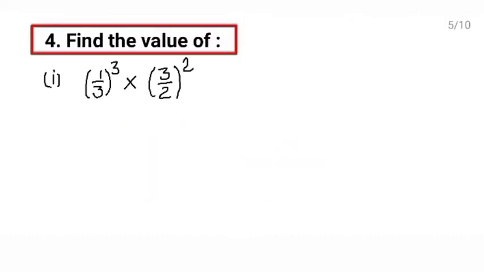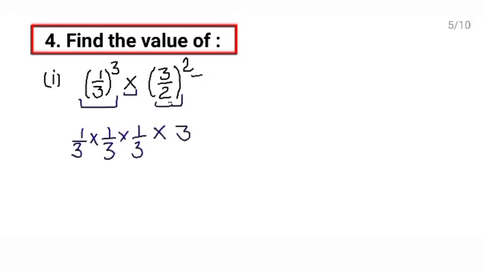Next question is question number 4. Find the value of. This is 1 upon 3 raised to the power 3. It means 1 upon 3 is multiplying by itself 3 times. So multiply it here. Multiply 3 upon 2 is multiplying by itself 2 times. So 3 upon 2 multiply 3 upon 2.